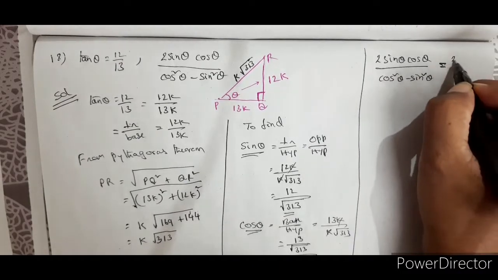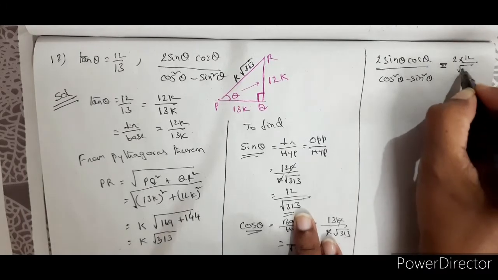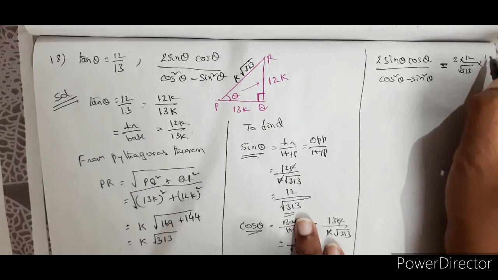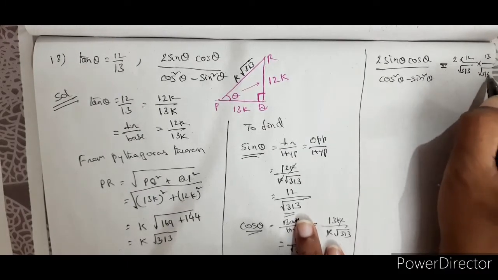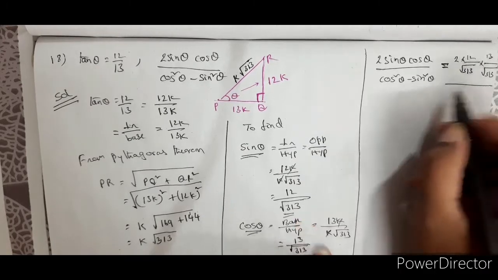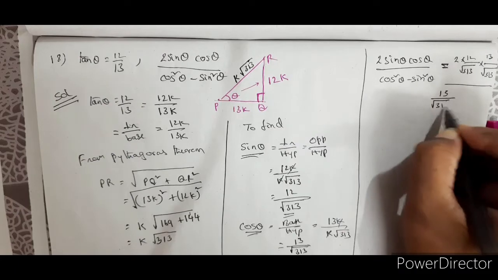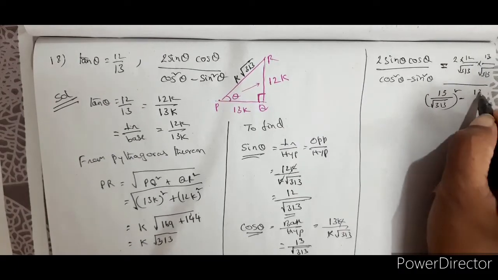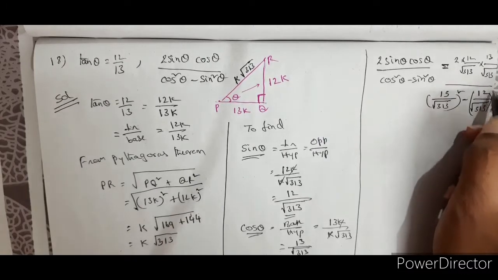Right. 2 into sin theta. Sin theta is 12 by square root of 313, into cos theta is 13 by square root of 313. Now whole divided by cos square theta, that is 13 by root of 313 whole square, minus sin square theta, 12 by square root of 313 whole square.